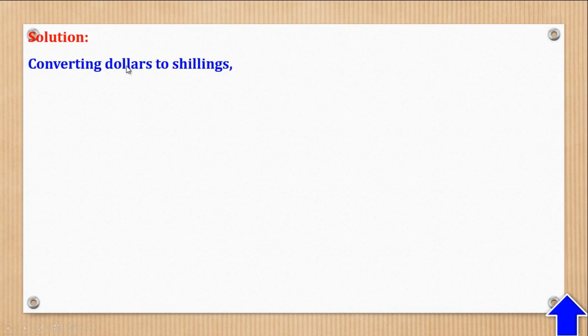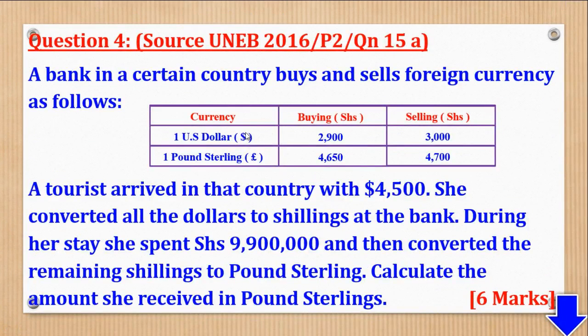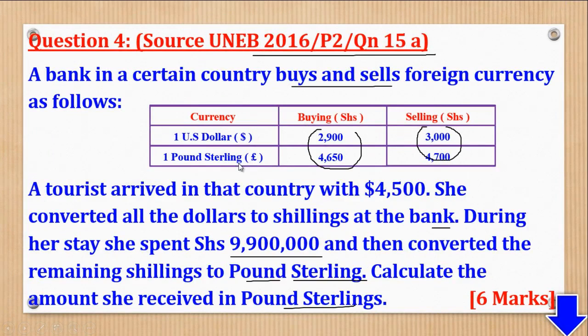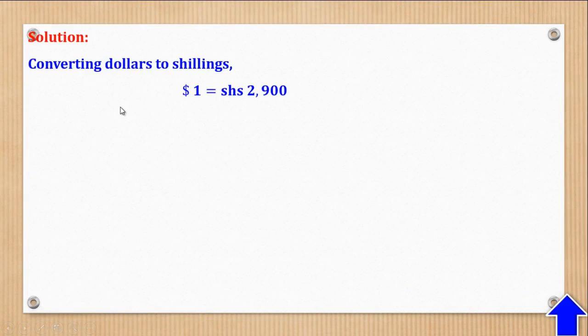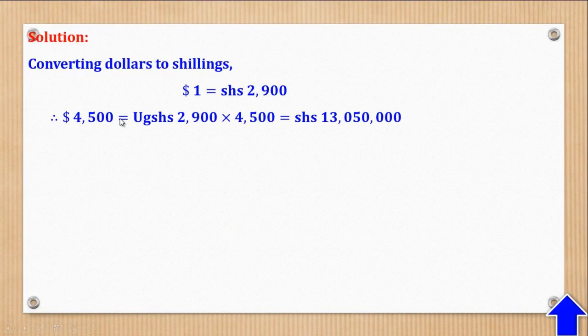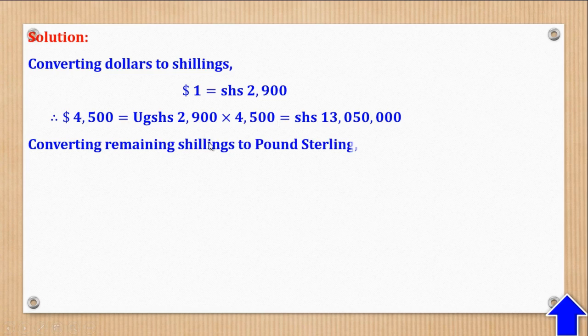So first of all, we are going to convert from dollars to Ugandan shillings. We have said that the rate is $1 equal to 2,900 Ugandan shillings, as it is here. So for buying, it is this rate, $1 equivalent to 2,900 shillings, because we are now buying. Then therefore $4,500 will be equal to 2,900 times 4,500 to come up with 13.05 million shillings.